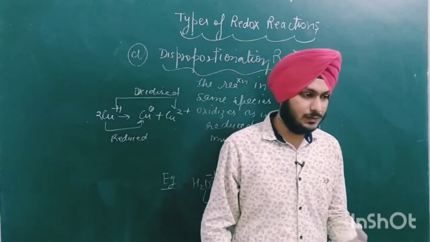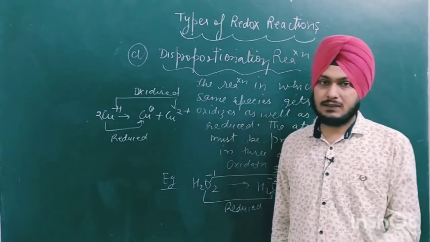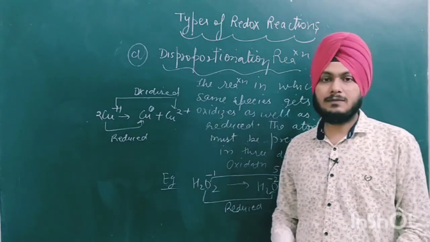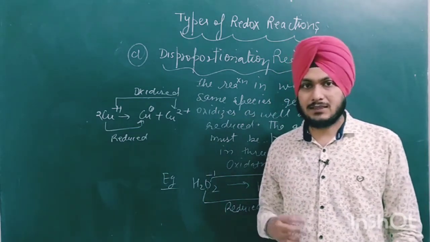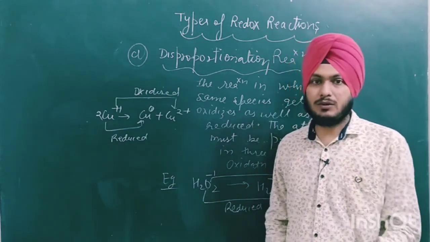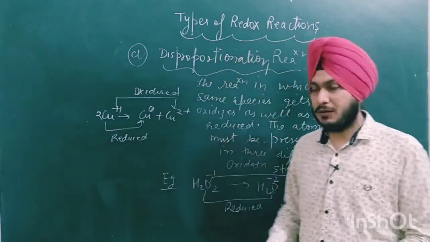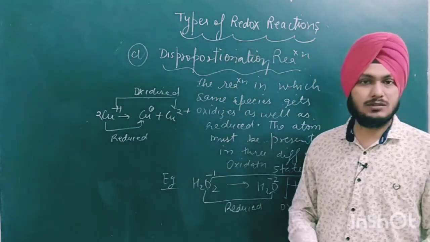Similarly, some more species in presence of alkaline medium get converted. For example, P4 in presence of OH- and water gets converted into PH3, that is phosphine, plus H2PO2-. So there are a lot of examples of disproportionation. Keep in mind one or two examples. These are the two simplest examples.